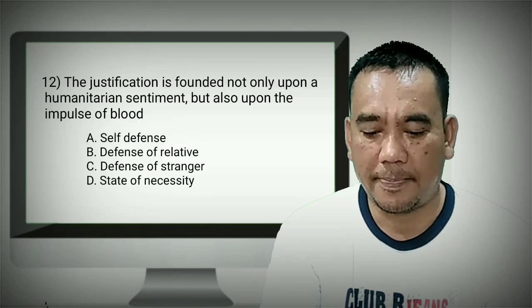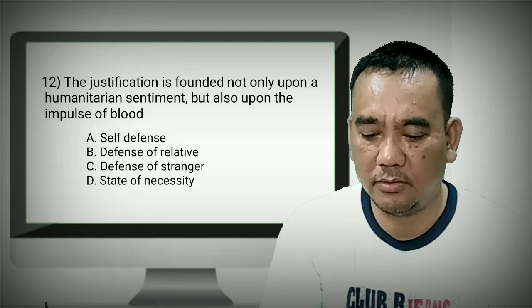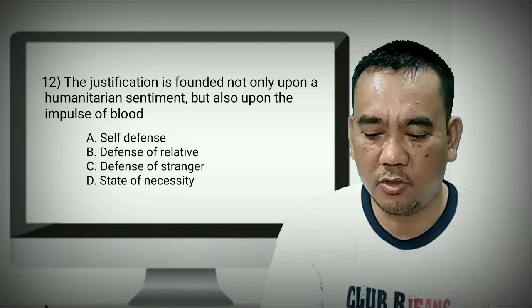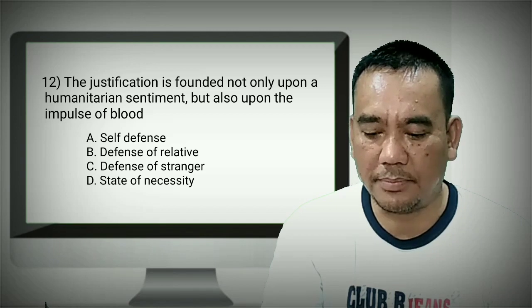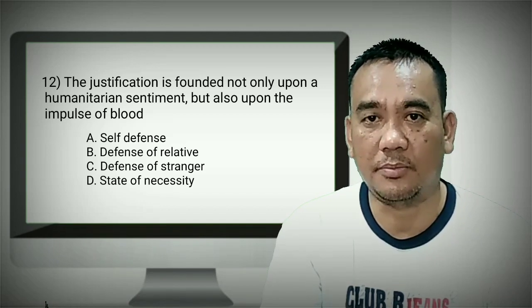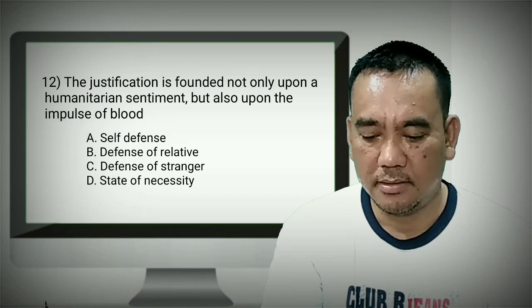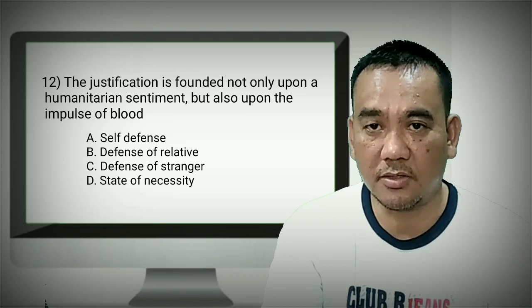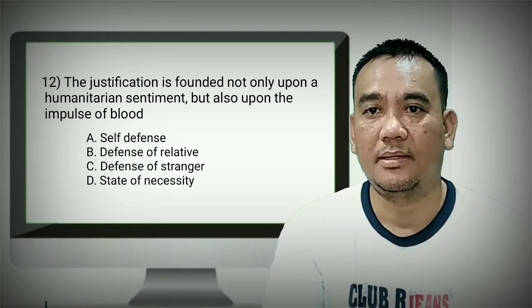Number 12. The justification is founded not only upon a humanitarian sentiment but also upon the impulse of blood. A. Self-defense. B. Defense of relative. C. Defense of stranger. Or D. State of necessity.